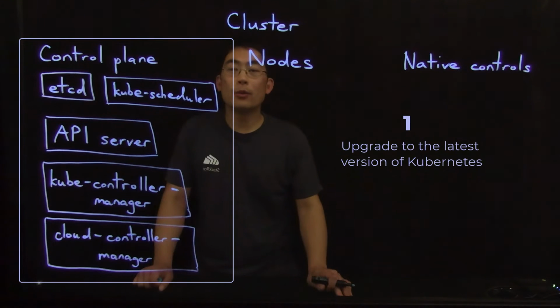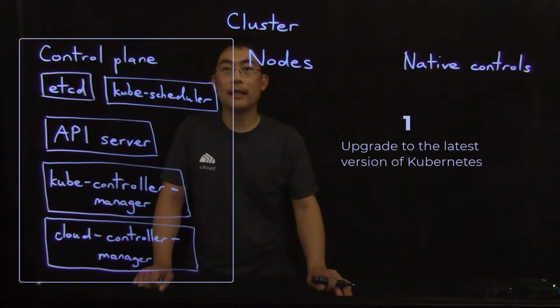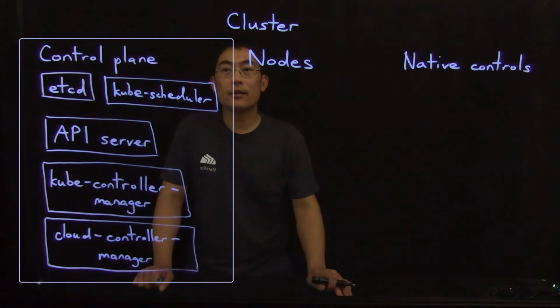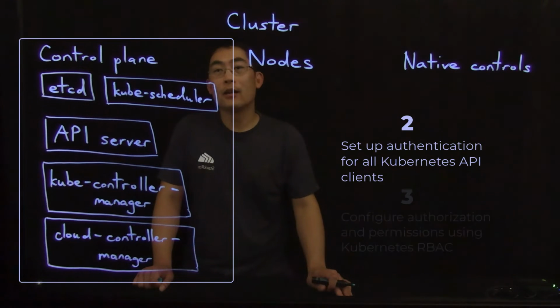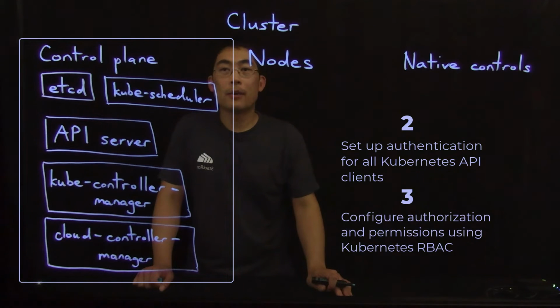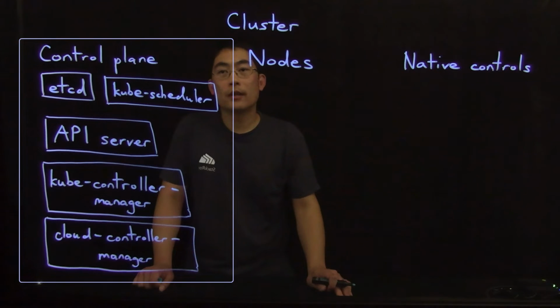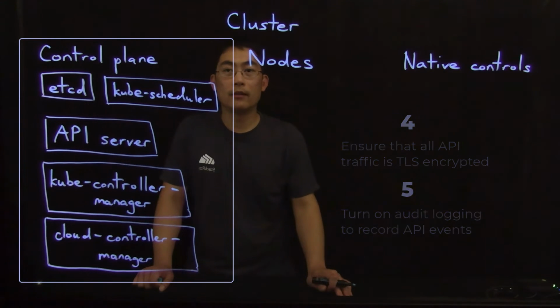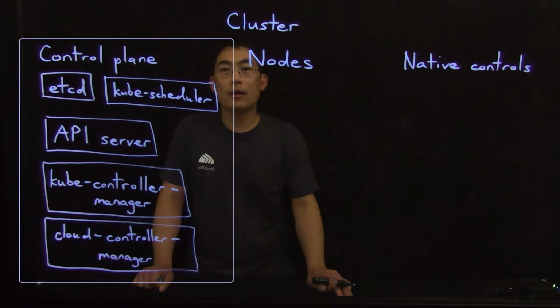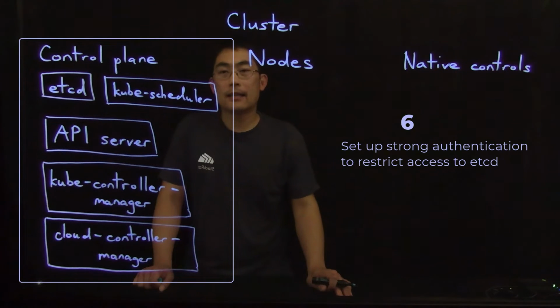First, upgrade to newer versions of Kubernetes to avoid vulnerabilities in the Kubernetes API server as well as other components. Next, set up authentication for all Kubernetes API clients. And then, configure authorization and set permissions on who can do what via Kubernetes Role-Based Access Control, or RBAC. Next, ensure that all API traffic is TLS encrypted. And also turn on audit logging to ensure that API events are recorded. And finally, set up strong authentication and restrict access to etcd itself.